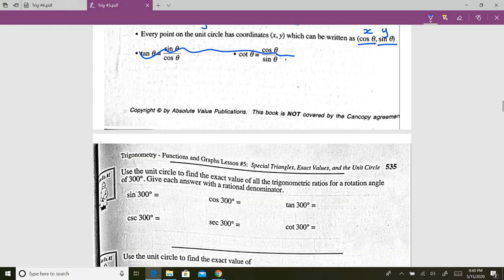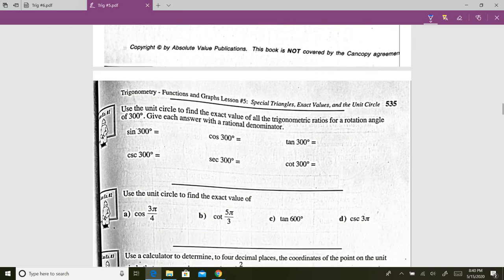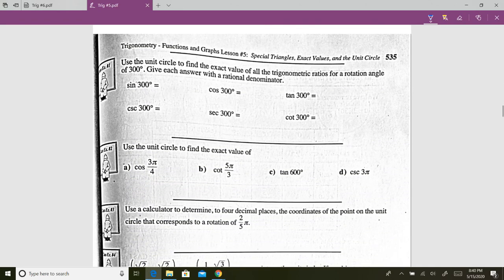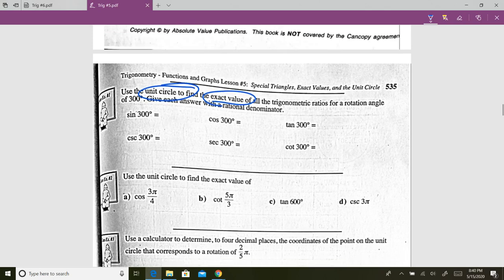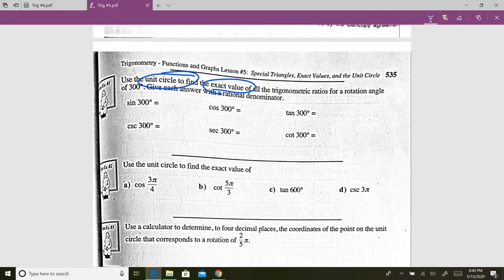So this leads us to answering questions. Use the unit circle to find the exact value. When they say exact value or unit circle, they're talking about special triangles, so I always sketch them. Now, these are all 300 degrees, a rotation angle of 300 degrees. So I'm just going to quickly sketch that.